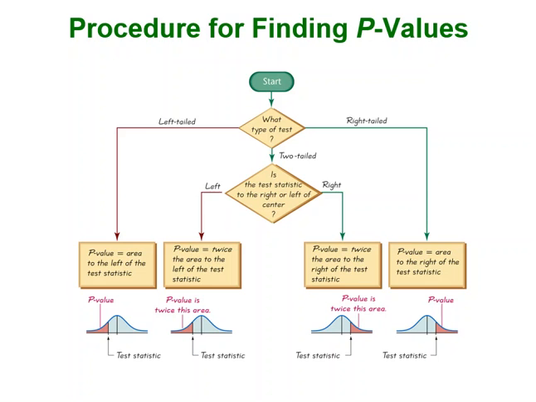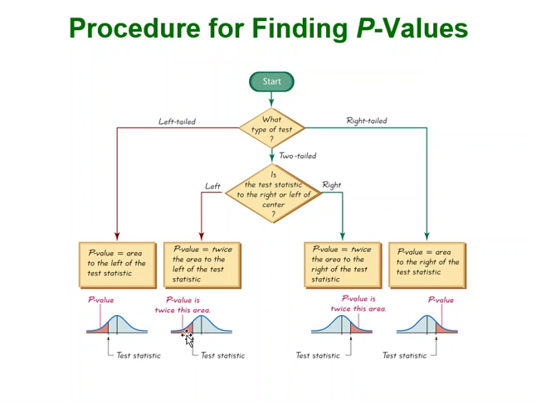So if you have a left-tailed test, the picture down here in the lower left-hand corner is what you're looking at. You have your test statistic, and you're trying to find the area to the left of that test statistic. That will be your p-value. When you have a right-tailed test, your test statistic will be a positive number, and the area to the right will be the p-value. If you have a two-tailed test, your test statistic is either going to fall in the left tail or the right tail.